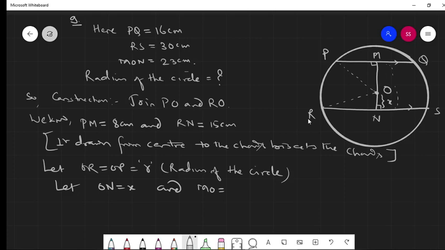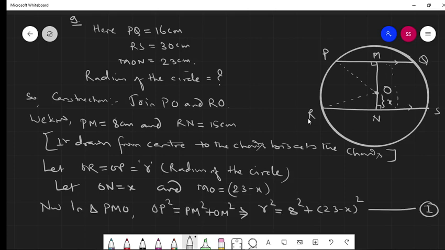Now in triangle PMO, OP square equals PM square plus OM square. That means OP is r, so r square equals PM is 8 square plus MO is (23 minus x) whole square. This is the first equation.